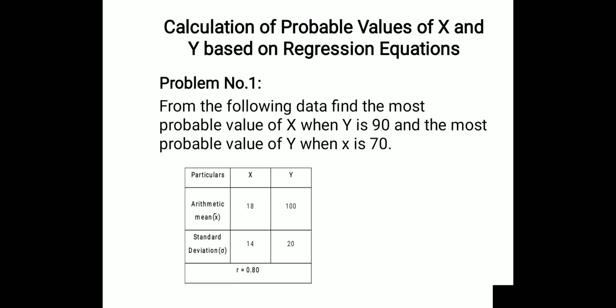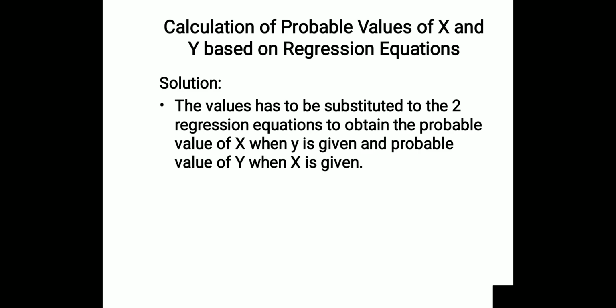Let us look into the first illustration: from the following data, find the most probable value of x when y is equal to 90 and the most probable value of y when x is equal to 70. The given data are the arithmetic mean and standard deviation of x and y, and the correlation coefficient is 0.80. By looking at the requirement in the formula and comparing it with the given variables, we can decide that the calculation will be on the basis of bxy and byx coefficients.